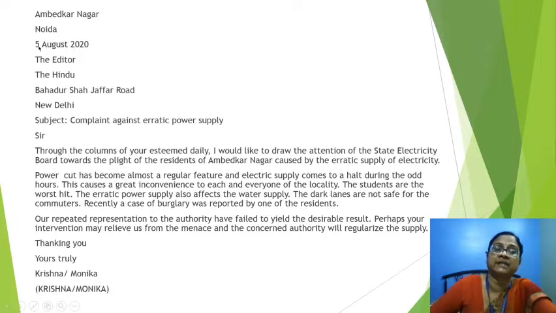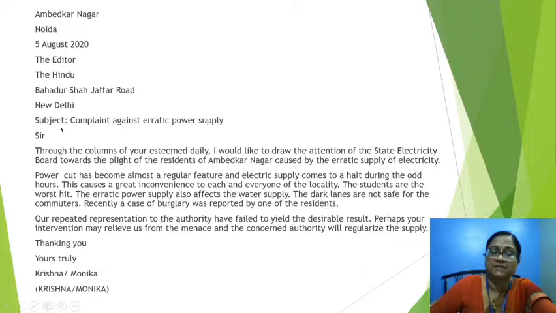And what is the correct way of writing the date? It is, as I have written here, 5 August 2020. Okay, this is the only correct format of writing the date in a formal letter. After date is the address of the addressee. So the letter is written to the editor. So the editor, The Hindu, Bahadur Shah Zafar Road, New Delhi.